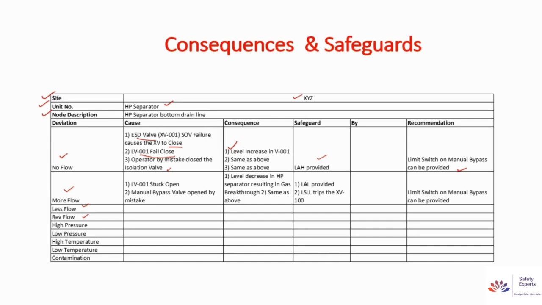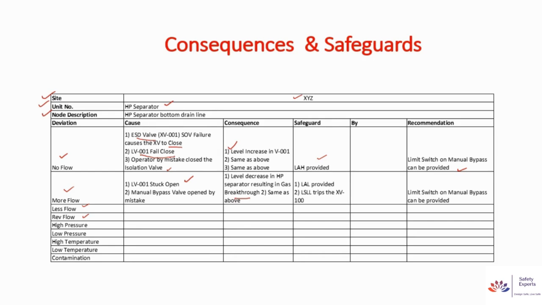Then there can be another situation, like more flow. Now, when can more flow happen? When the control valve is stuck open, at that time more flow can happen. Or if the manual bypass valve around the control valve is opened by mistake, in that case also more flow can happen. So what will happen in that case? In that case, level will decrease, resulting in gas breakthrough, right?